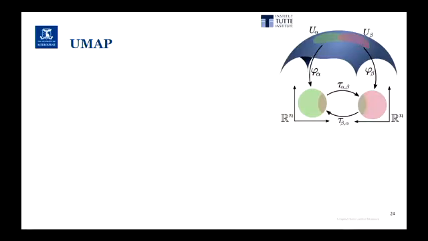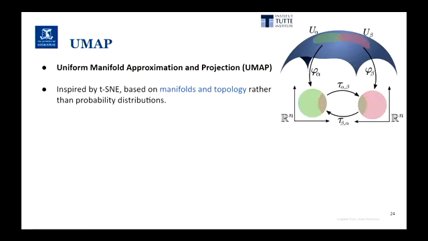And the final algorithm is called UMAP, which stands for Uniform Manifold Approximation and Projection. It's a fairly recent one. This was published last year and already has 300 citations. So it's been very, very well used. And it's a method that's inspired by stochastic neighbor embedding, but it's based on manifolds and topology rather than probability, and it's considerably quicker than that.